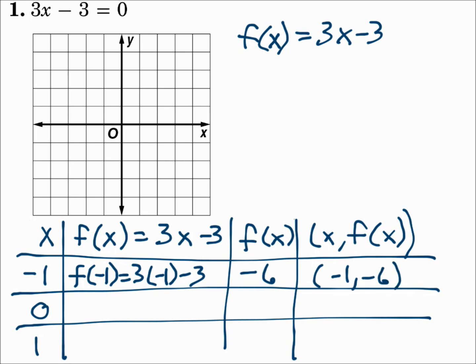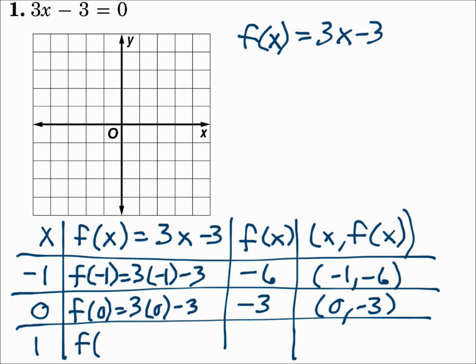When x is 0, find f of 0, which is 3 times 0 minus 3. 3 times 0 is 0, and 0 minus 3 is -3. So our next point is 0, -3. When x is 1, find f of 1, which is 3 times 1 minus 3. 3 times 1 is 3. 3 minus 3 is 0. So we have the point 1, 0.